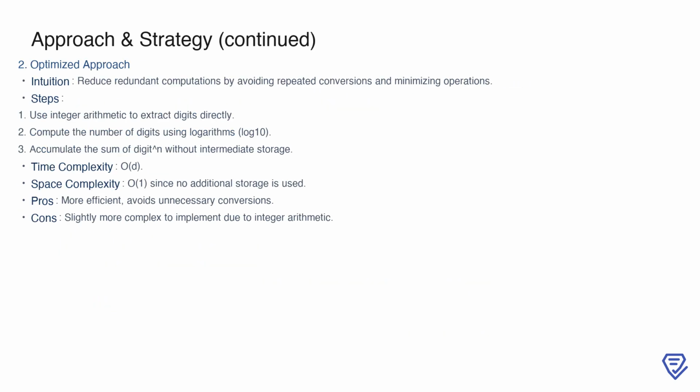In contrast, the optimized approach builds on the brute force method but eliminates redundant computations to improve efficiency. Instead of converting the number to a string, we use integer arithmetic to extract digits directly. Additionally, we calculate the number of digits using logarithms, specifically log base 10, which avoids string manipulations. By doing this, we can directly compute the sum of each digit raised to the power of the total number of digits without storing intermediate results.